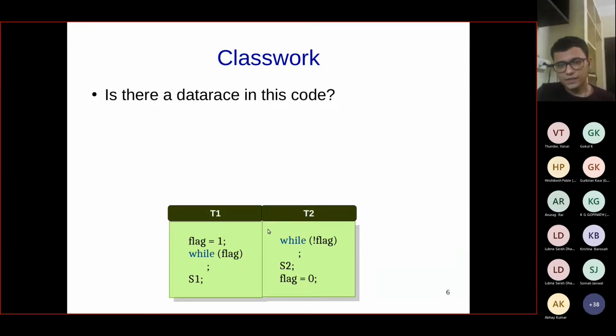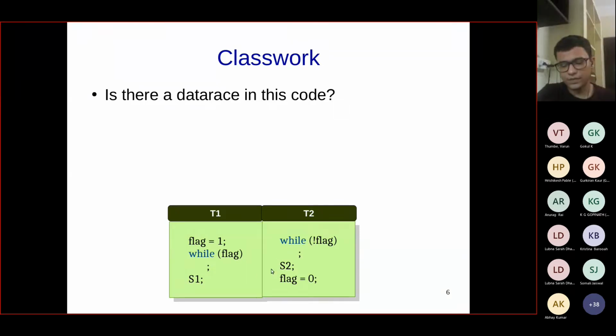In that case, let's say either of the interleavings is happening. Let's say flag was set to 1 by T1 and then this statement was executed. In that case, not of 1 will be 0, so this will move on. It will execute S2. Meanwhile, this one will be waiting here because flag is 1, and then flag will be set to 0. And since flag is 0, T1 will proceed to S1. So there is no data race because S2 is executed, then S1. No two critical sections are being executed simultaneously.